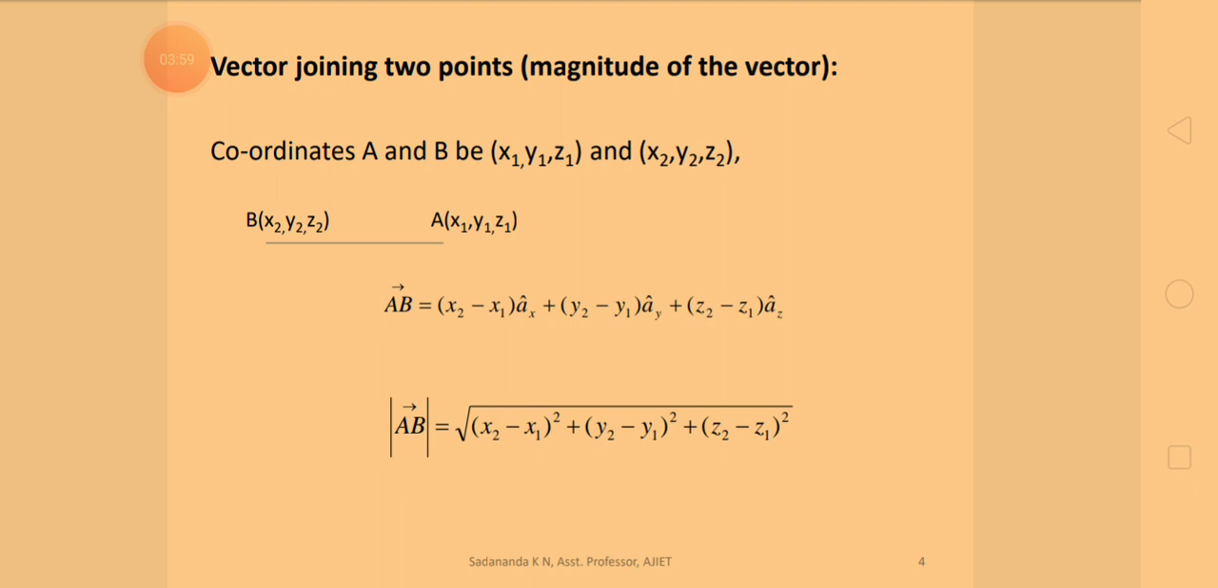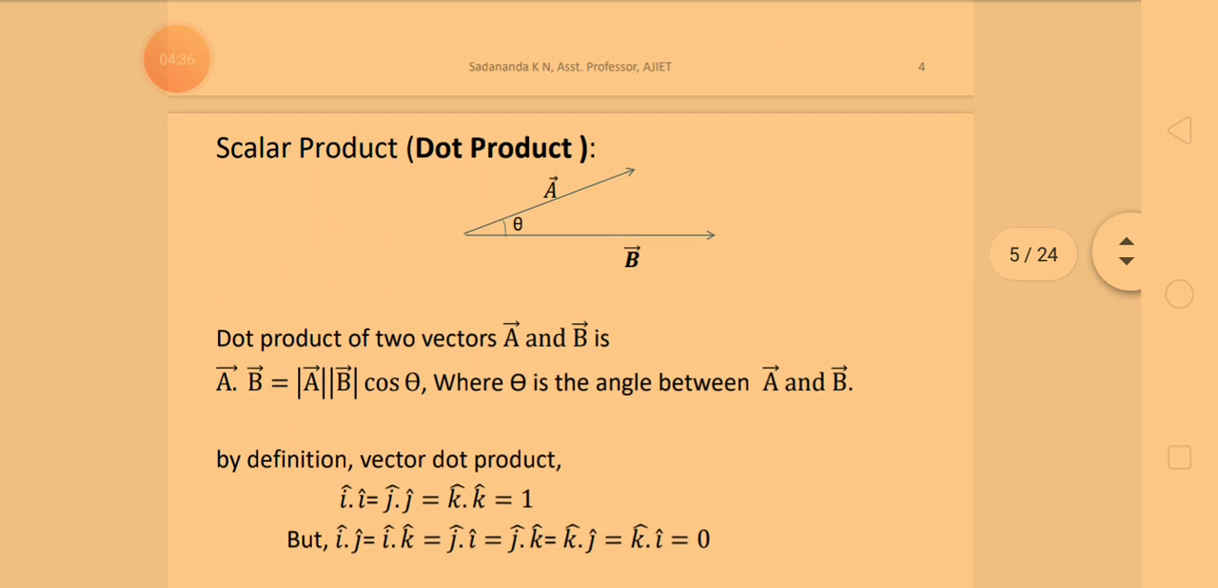So one can evaluate the magnitude of the vector AB as the square root of (x2 minus x1) whole square plus (y2 minus y1) whole square plus (z2 minus z1) whole square. Please remember this expression. This will help to evaluate the magnitude of a vector where two vectors are joining or meeting at a point.